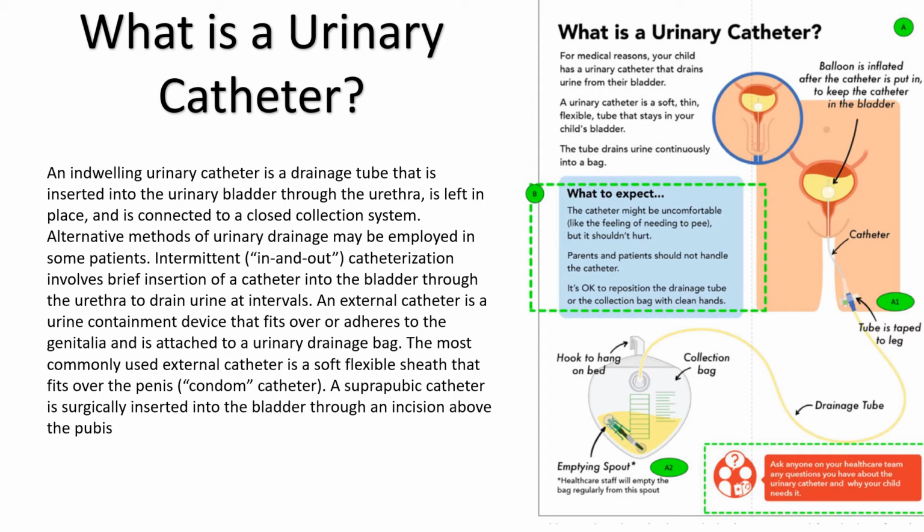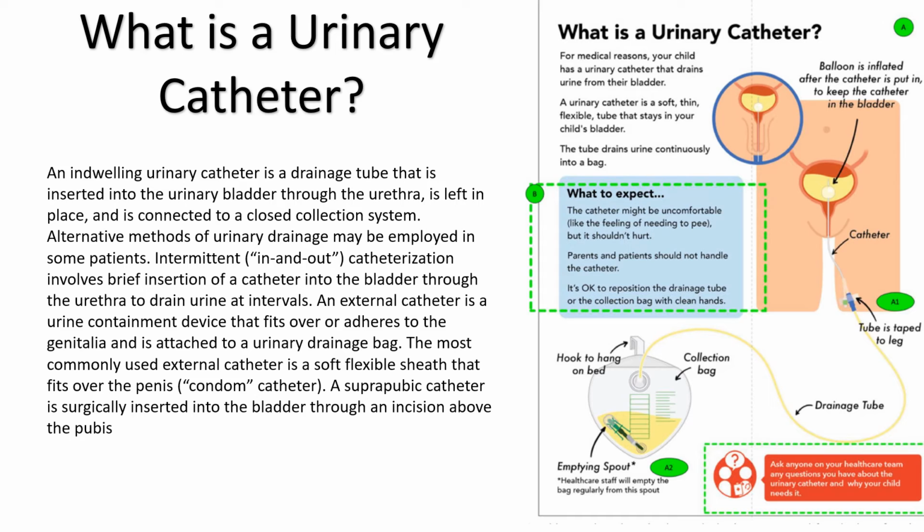What is a urinary catheter? An indwelling urinary catheter is a drainage tube that is inserted into the urinary bladder through the urethra. It is left in place and is connected to a closed collection system. Alternate methods of urinary drainage may be employed in some patients. Intermittent catheterization involves brief insertion of a catheter into the bladder through the urethra to drain urine at intervals.